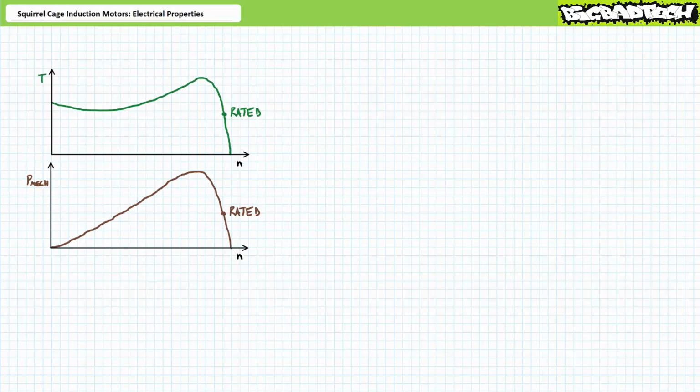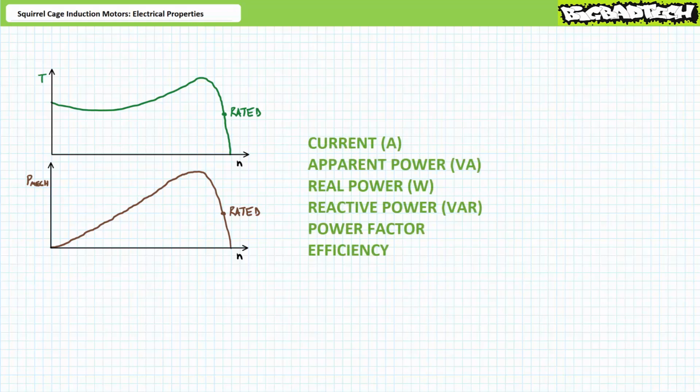I'm instructor Jim Pytel, and today's topic of discussion is the electrical properties of squirrel cage induction motors. Our objective is to examine the electrical properties of the squirrel cage induction motor, like current, real and reactive power, power factor and efficiency, at and at other than the rated conditions on the speed-torque curve.